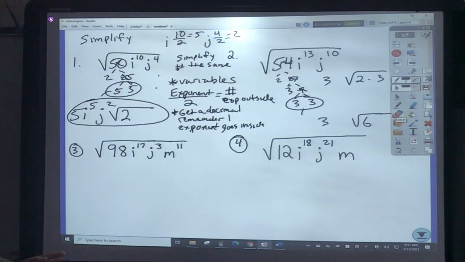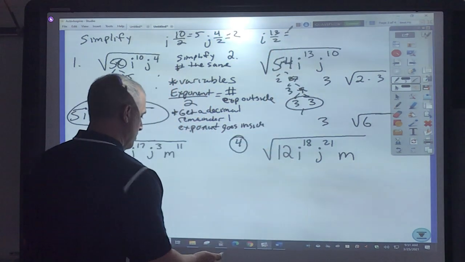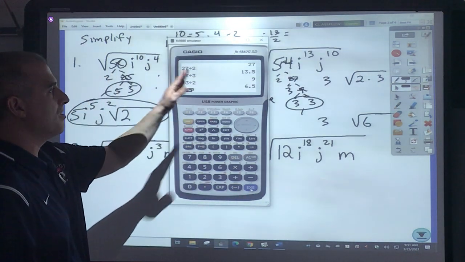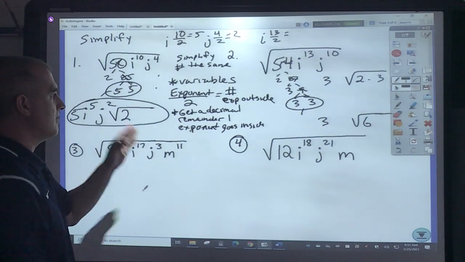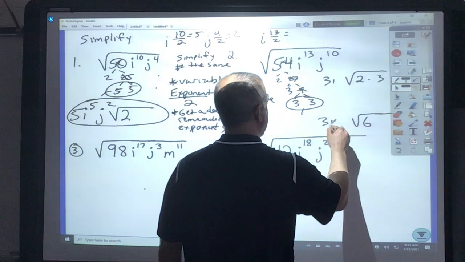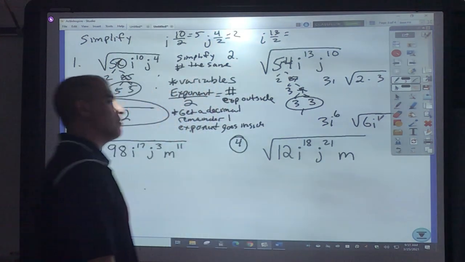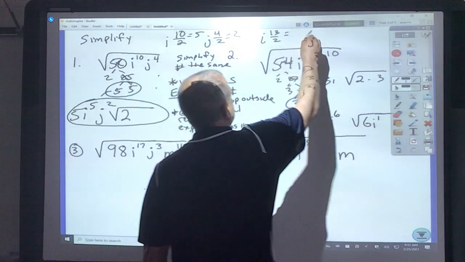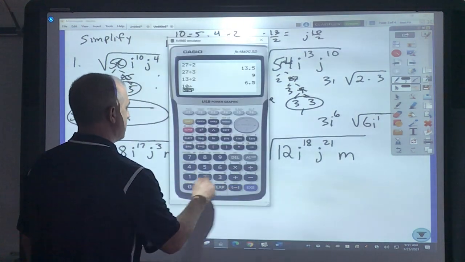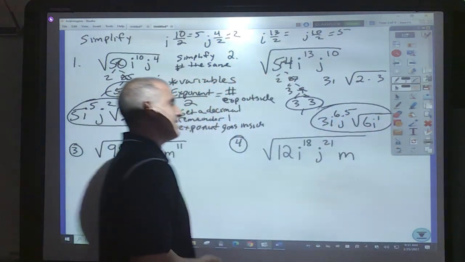Okay, now what I want to do is take the exponent of 13 and divide by 2. Now I want to show you what you get. 13 divided by 2. Now notice, if you get a decimal, that means you have a remainder, okay? Now, this 6 right here, that's going to be i to the 6th outside. And since I got a decimal, I would have i to the 1 as a remainder, okay? Let's do 10 divided by 2 in our calculator. 10 divided by 2 is 5. So I just have j to the 5. So the i to the 1 needs to go on the inside, okay?